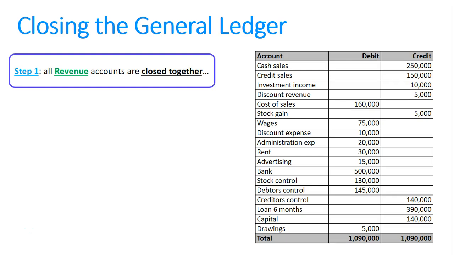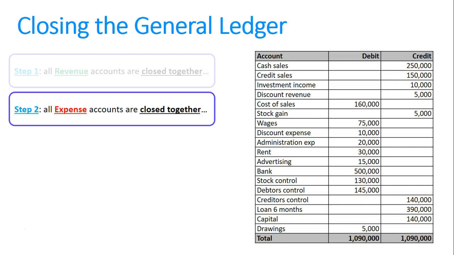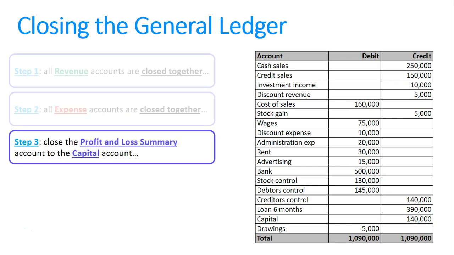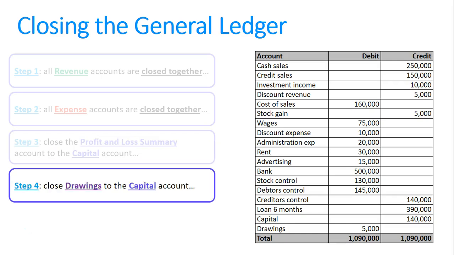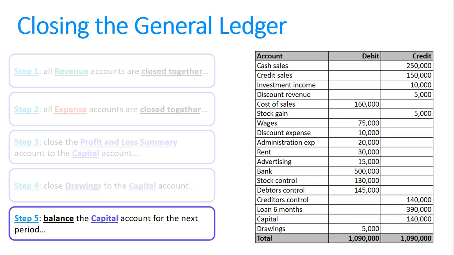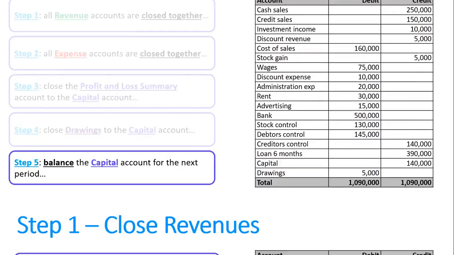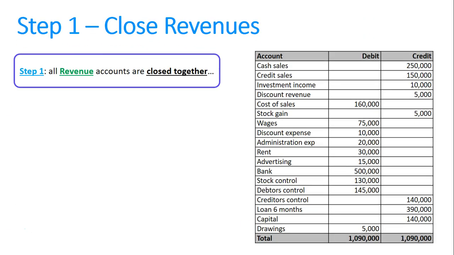Step 1, close all revenue accounts together. Step 2, all expense accounts are closed together. Step 3, close the profit and loss summary account to the capital account. Step 4, close drawings to the capital account. And step 5 sometimes isn't actually part of the question, but it's just good procedure. If we've been given a ledger, we're going to balance the capital account for the next period. Let's look at that with the information we've been given.